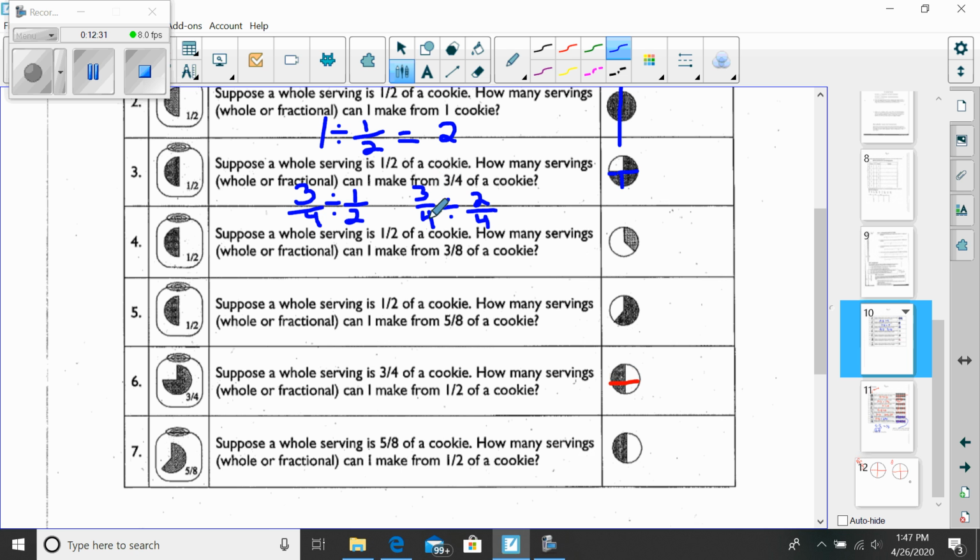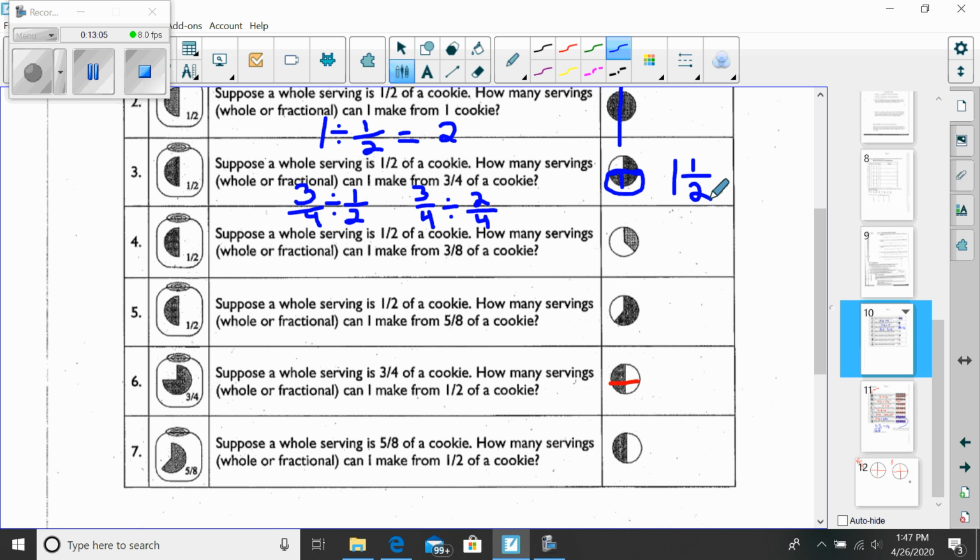Okay? So if I were to get a common denominator, and think of this as 3/4 divided by 2/4, how many groups of 2 do I get out of 3? All right, and how many groups of 2 do I get out of 3? I get a full group of 2, so there's 1. And then this is half of my whole. So I get 1.5 servings. Okay.